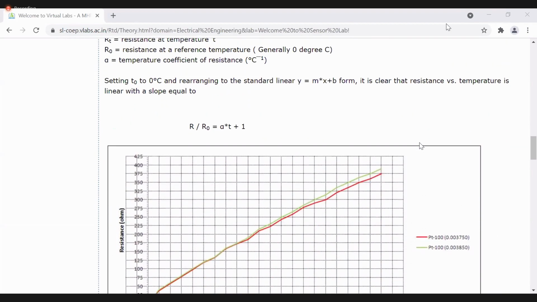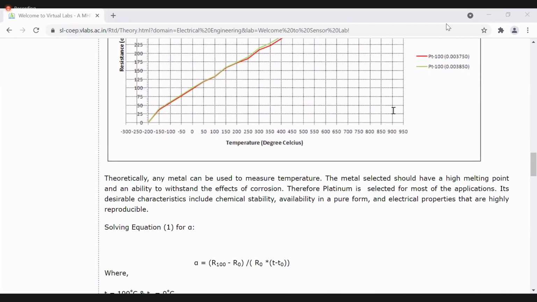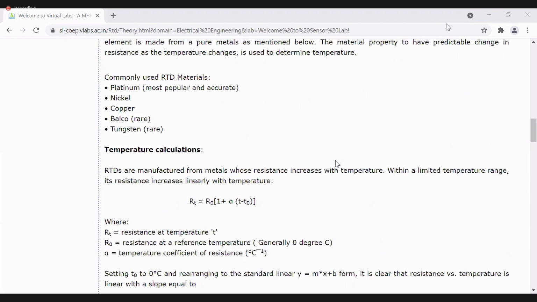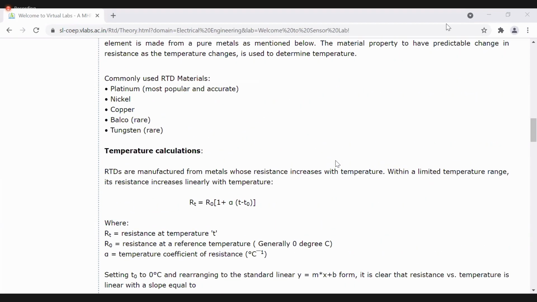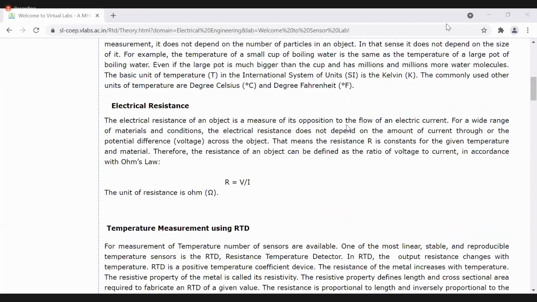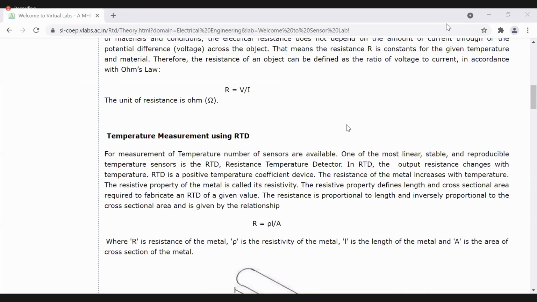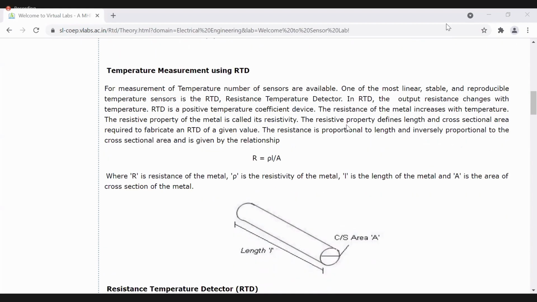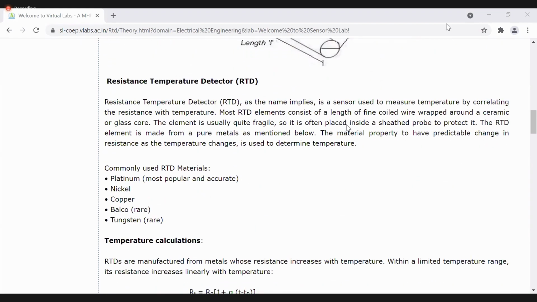What did you understand with this data? Sir, in RTD, it depends on the material that is used. Like if the resistance of metal increases with the temperature in RTD, and it depends on surface area along with the length, and it depends on what material you use, and the melting point of the metal influences the RTD.